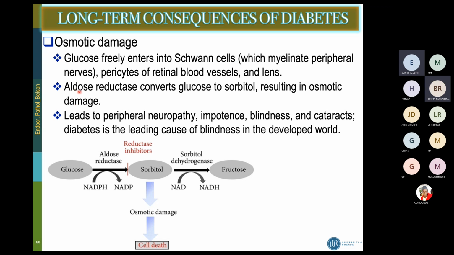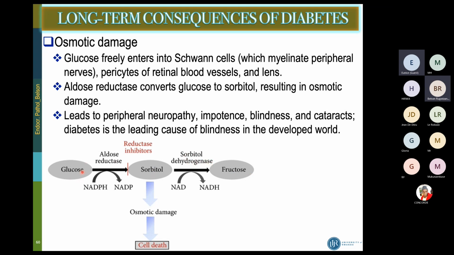So normally we have an enzyme called aldose reductase, which will convert glucose to sorbitol, resulting in osmotic damage. So this is presented there. So we have a glucose which entered there. Then the enzyme aldose reductase is there, and it will convert the glucose into sorbitol. So sorbitol ubundi yagombye guhita ihindurwa nayo muri fructose. Ni enzyme yitwa sorbitol dehydrogenase.